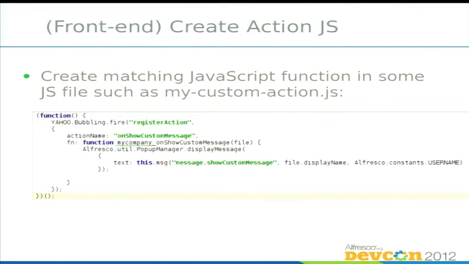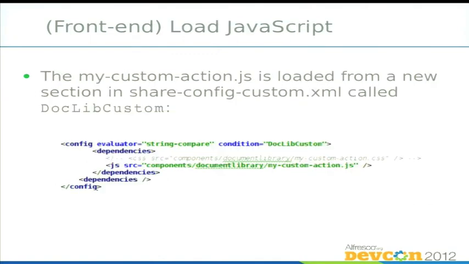And in this case, I'm just going to display a message. And I'm going to pick the message from a property file. And then I'm going to also feed that message. It has substitution variables too for a file name and username.